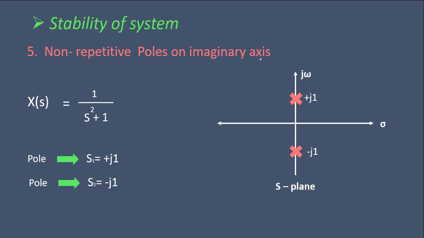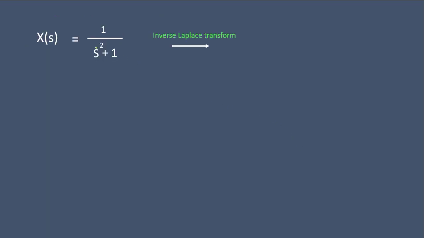Now we have to comment about the stability when the poles are non-repetitive and they lie on the imaginary axis. So we will follow the same procedure. First, we will find the inverse Laplace transform of 1 upon s square plus 1. So the inverse Laplace transform will be x(t) equals sin t u(t).